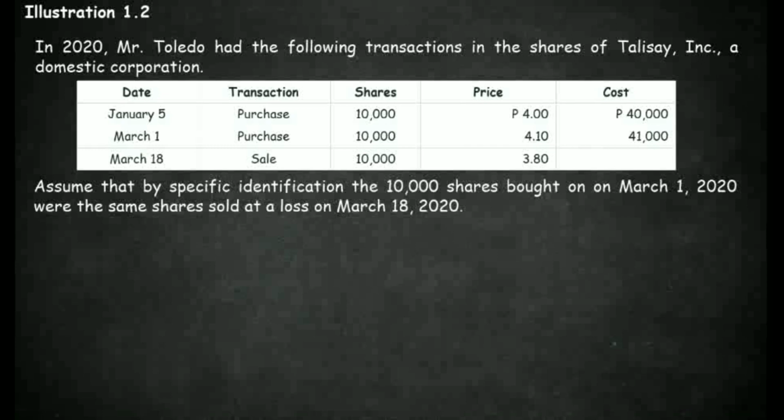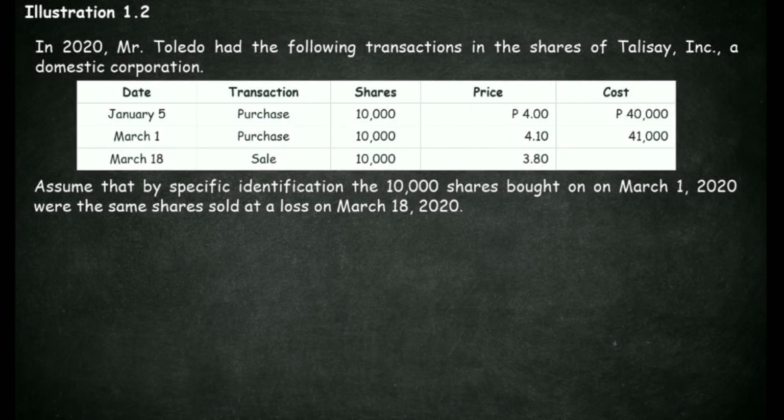So, we have the selling price first. How much did he sell? 10,000 shares at 3 pesos and 80 centavos. So, 10,000 times 3 pesos and 80 centavos. So, the total selling price is 38,000 pesos.